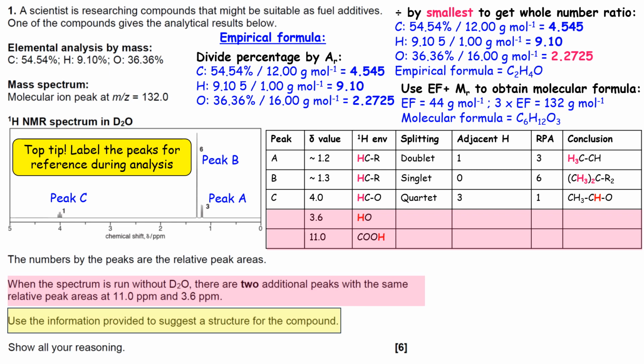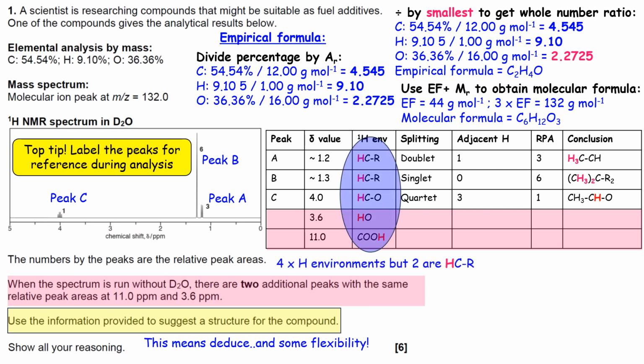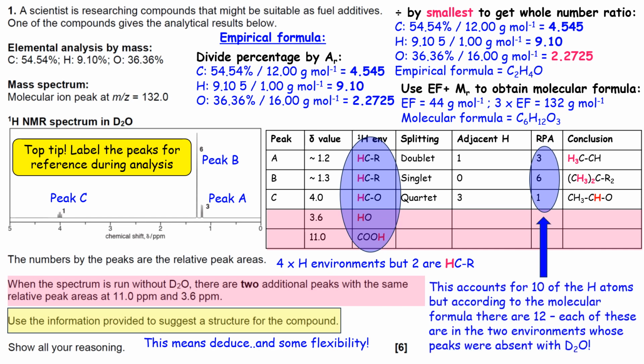So we have to use this information to suggest a structure for the compound. Suggest means we need to do a bit of deduction, and there's some flexibility in the actual structures we could get away with. So looking at the hydrogen environments, you can see that there's 4 in total, 2 of which are OH. Looking at the RPAs, adding them all up gives us 10 hydrogen atoms, but we know that there's 12 in the molecular formula, so we have 2 spare. That would account for the 2 environments at the bottom that we don't have much information about, apart from what we were told.